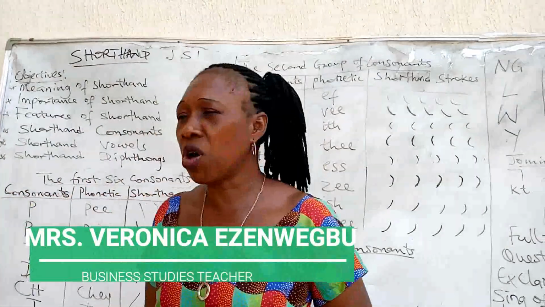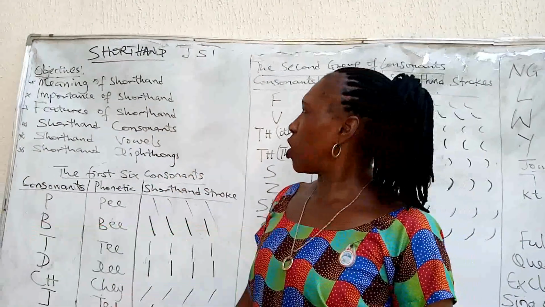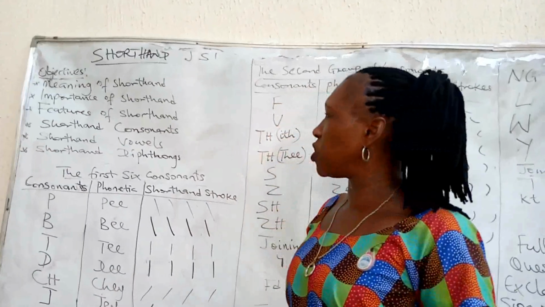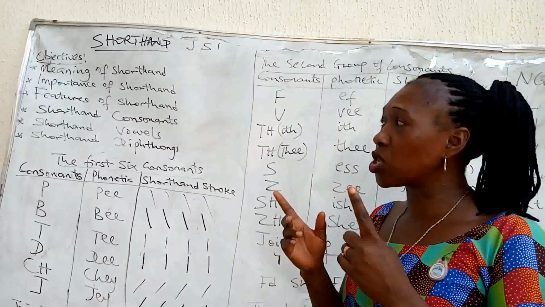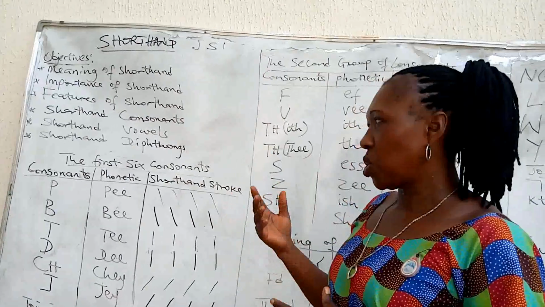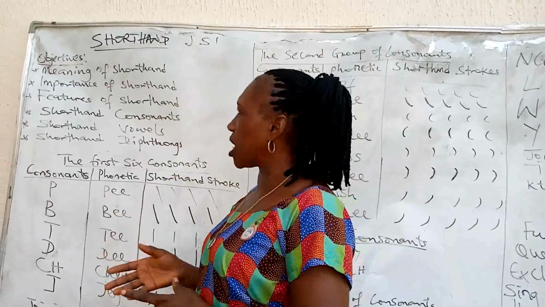From the scheme of work, the first thing we have there is shorthand. By the end of this topic, you will be able to know the meaning of shorthand, the importance of shorthand, features of shorthand, consonants, vowels, and diphthongs. Meanwhile, we want to start with the meaning.